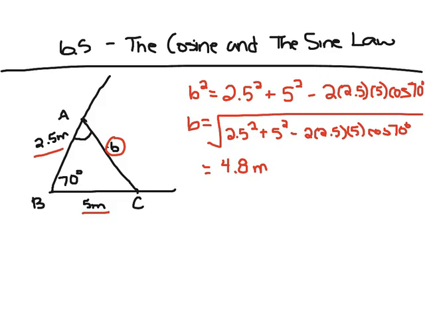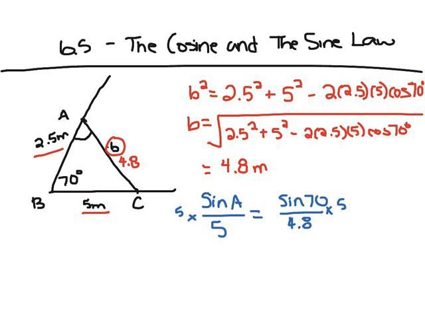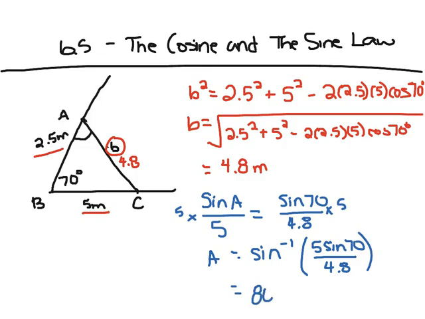Now, we want to find angle A. Because we're using the cosine and the sine law, we're going to use the sine law to find A because it's quickest. So we want to find the sine of A over 5 is equal to the sine of 70 over 4.8. Multiply both sides by 5. A is going to be equal to the sine to the negative 1 of 5 sine 70 divided by 4.8. Type this into your calculator and we get 80 degrees.